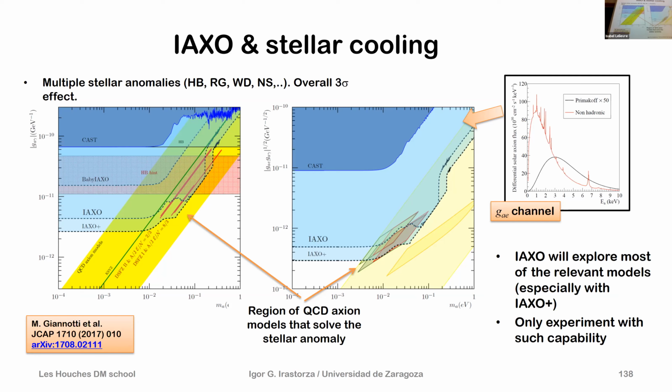By the way, I forgot to mention that this wiggly part of the CAST bound is this phase 2 that I was mentioning with Igor. So this is again the same thing as with Irastorza, that every day we will change the pressure of the gas and take data again. So this is the envelope of all this data.